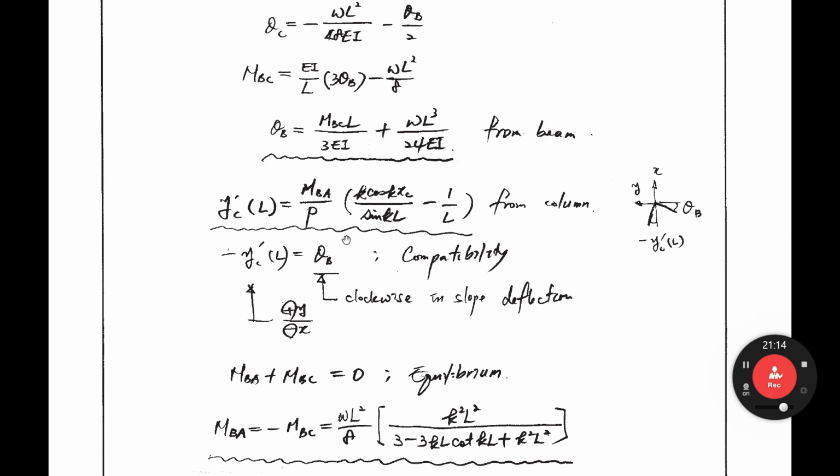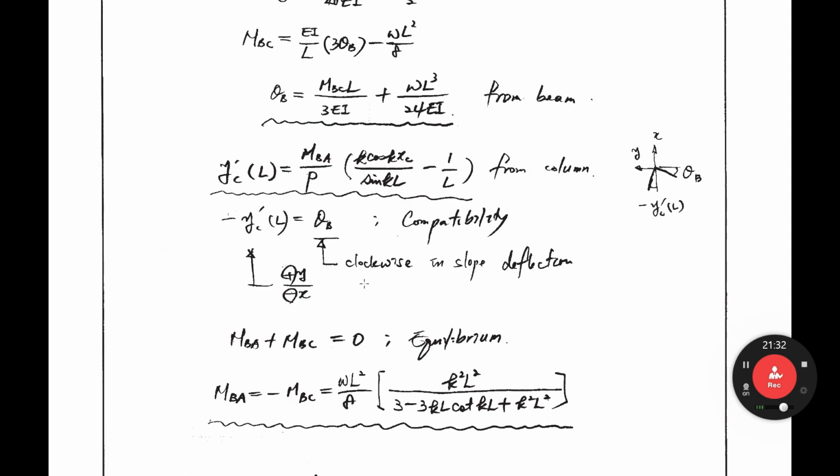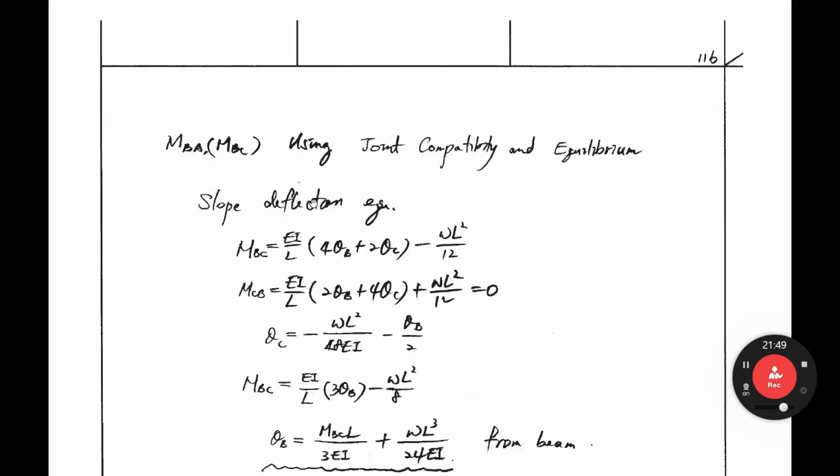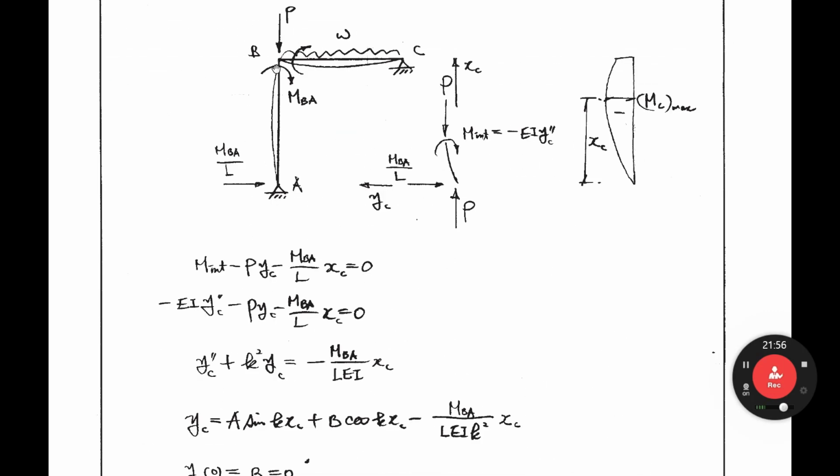From this equation, we have one equation as a function of MBC and MBA. You have two unknowns here, MBC and MBA. So you need one more equation. You can use the equilibrium equation, joint equilibrium. If you see, that is MBA, that is MBC. The summation of this joint moment must be 0.